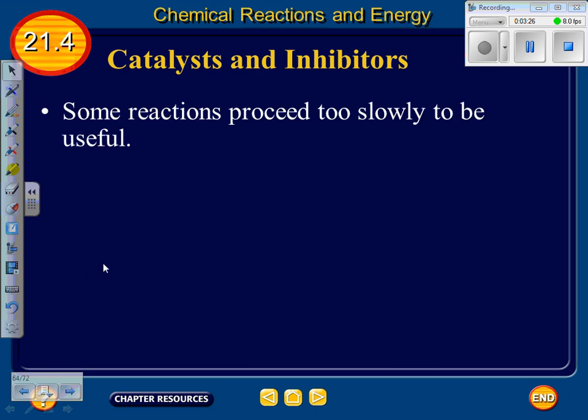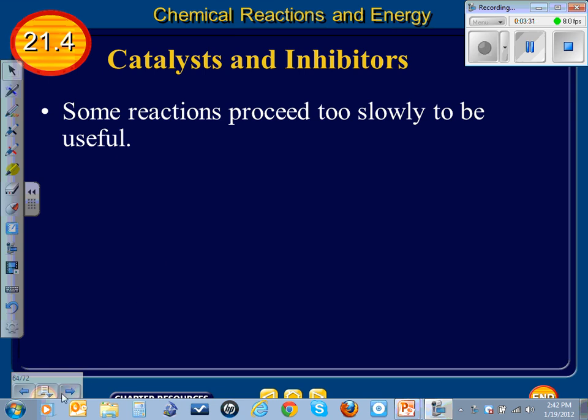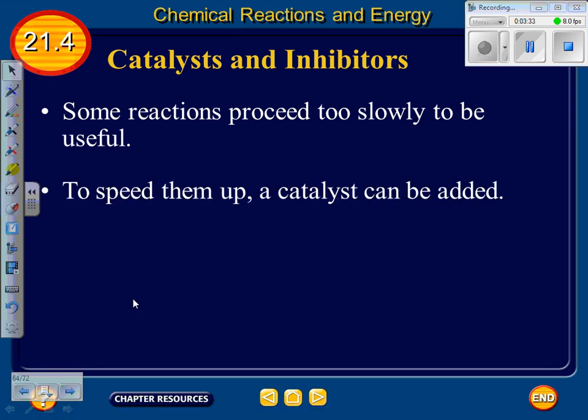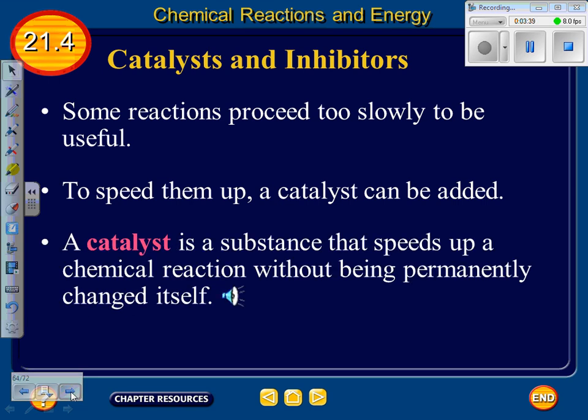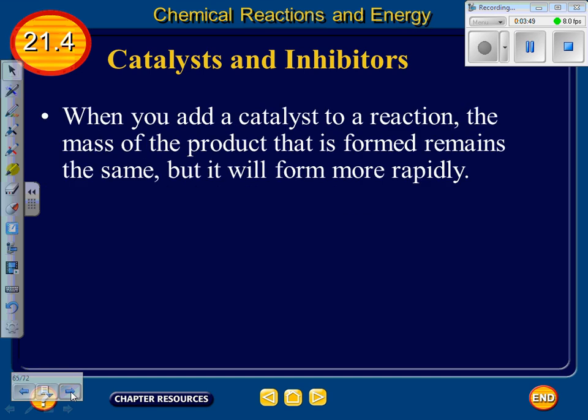Some reactions proceed too slowly to be useful. To speed them up, a catalyst can be added. A catalyst is a substance that speeds up a chemical reaction without being permanently changed itself. When you add a catalyst to a reaction, the mass of the product that is formed remains the same, but it will form more rapidly.